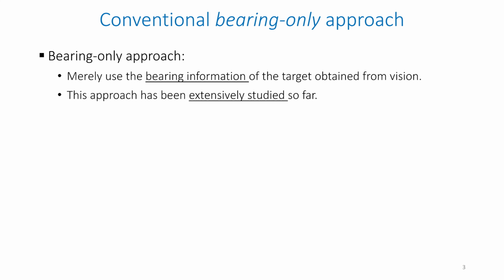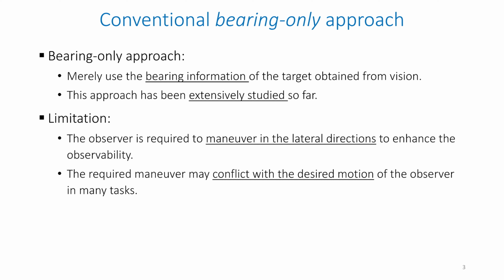The conventional bearing-only approach merely uses the bearing information of the target obtained from vision. This approach has been extensively studied so far. The limitation of this approach is that the observer is required to maneuver in the lateral directions to enhance the observability. However, the required maneuver may conflict with the desired motion of the observer in many tasks.